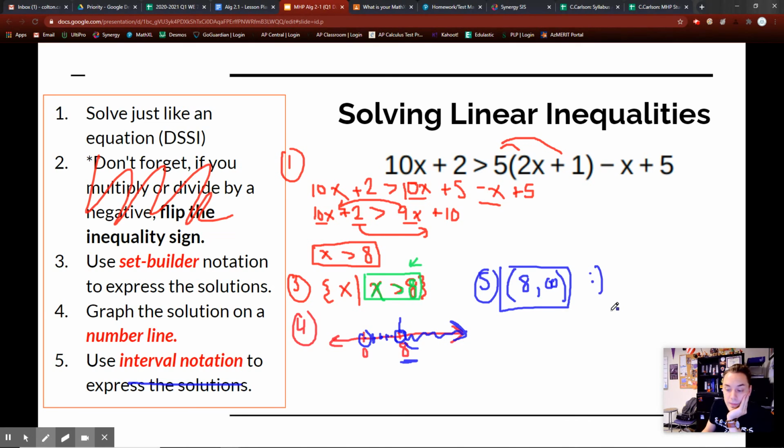Okay? These are 3 ways: set builder notation, number line, and domain interval notation to all represent the one answer that you found to be this. X is greater than 8. All right. Let's continue on. This is going fast. I'm going to erase.